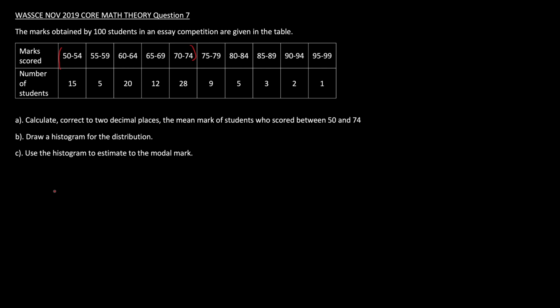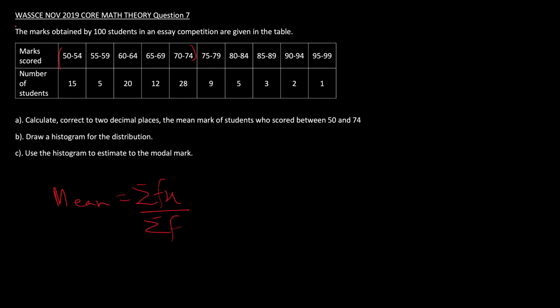So we know that mean is equal to the sum of fx over the sum of f. So from our table, we don't have x. We have two values for x, the upper limit and then the lower limit. So to find one value of x, we find the average of the upper limit and the lower limit. So in the case of marks from 50 to 54, our x will be 50 plus 54 divided by 2. We do the same for 55 to 59, then 60 to 64.